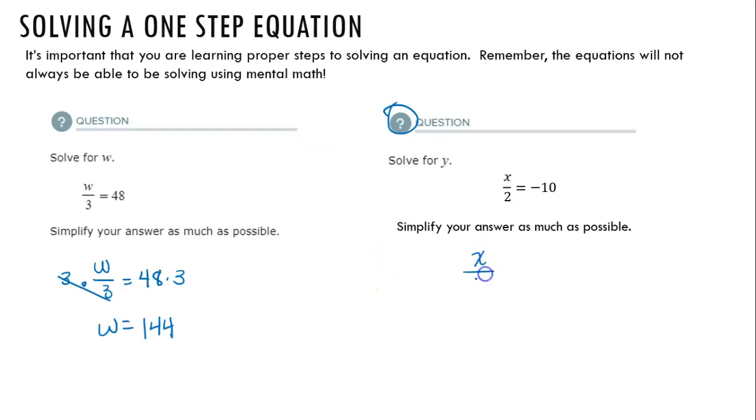You should have recognized that you were trying to isolate x. The opposite of divide is multiply, so 2 divided by 2 becomes 1, so we get x here, and -10 times 2 is -20.